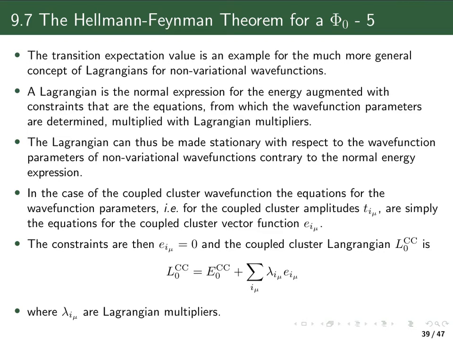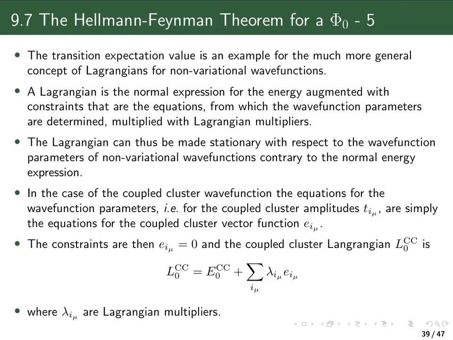A Lagrangian is a mathematical tool which one in general can use if one wants to optimize some mathematical function, where at the same time some extra conditions have to be fulfilled. In our case, this mathematical function, of course, is the energy, or the expression for the energy, which we would like to be variational so that the Hellmann-Feynman theorem can be fulfilled. But we have the extra conditions, which are the equations from which we have determined the wave function parameters, and they also have to be fulfilled.